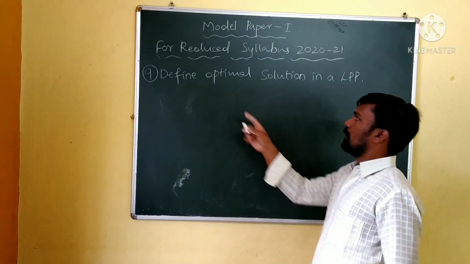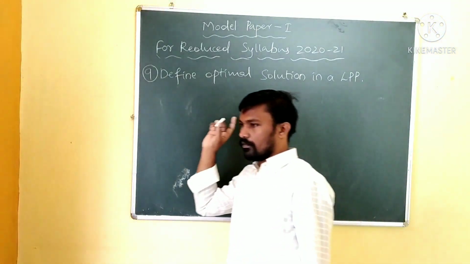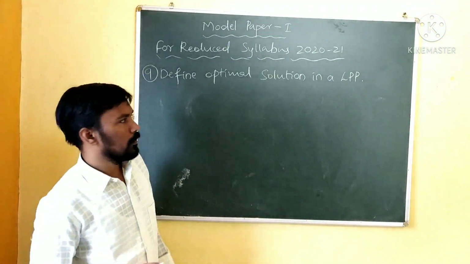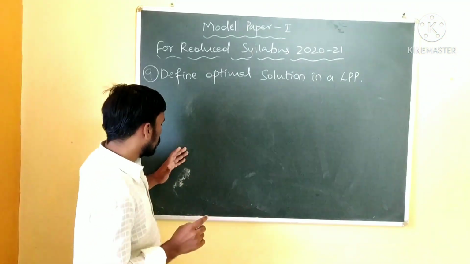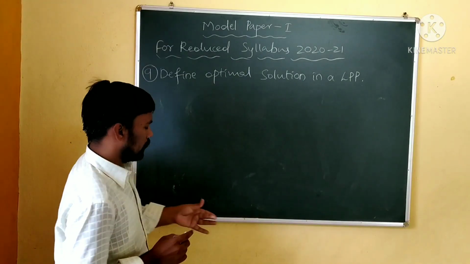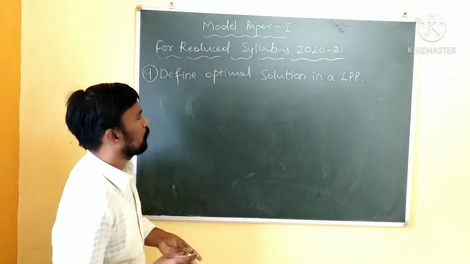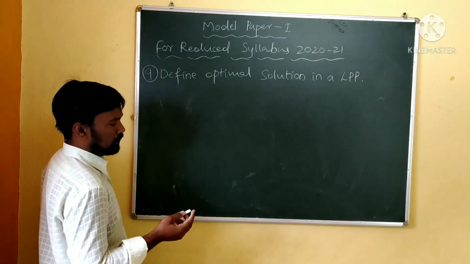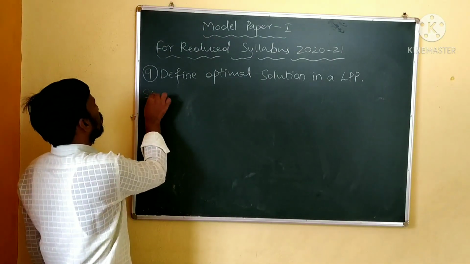So that is question number 9. Define optimal solution. This is from LPP, linear programming problem. Again, we have three definitions: optimal solution, feasible region, objective function.